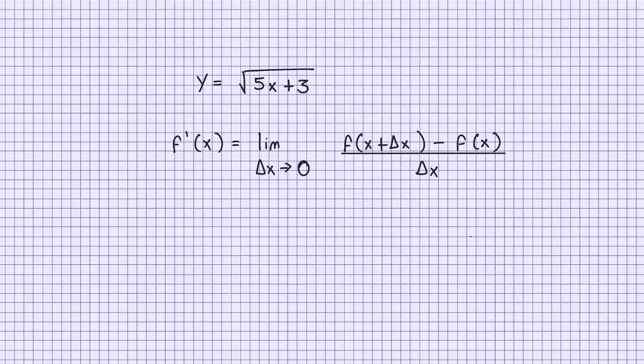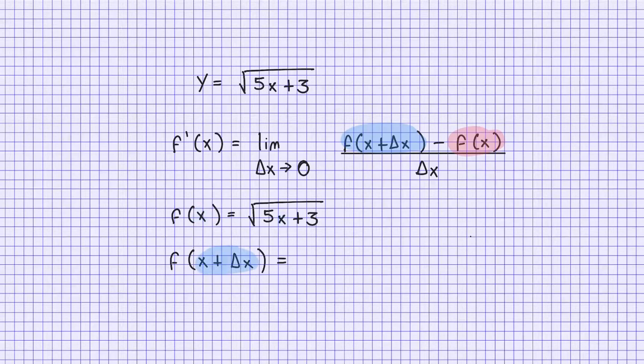So we begin by identifying the different parts of the formula. Let's begin with f of x. This one is easy because it's just the same equation, this one right here. Now we have to evaluate f of x plus delta x. This is easy because it's just a matter of substituting this in this equation where we have x. So we will substitute it right here.